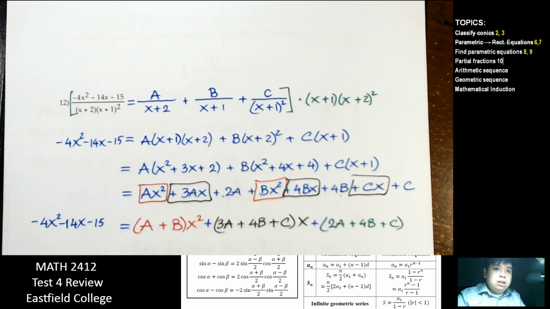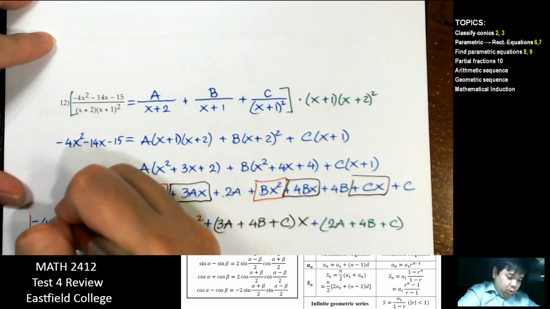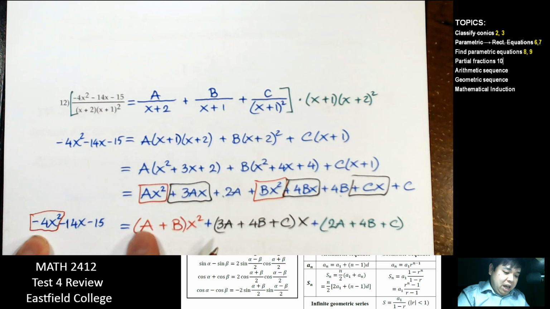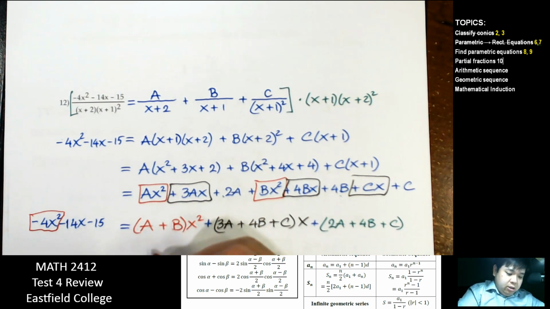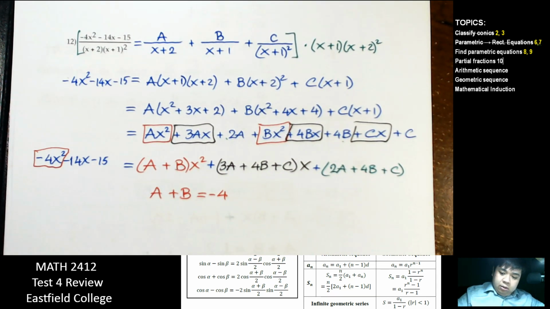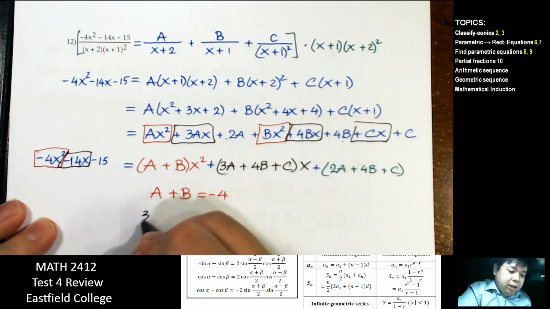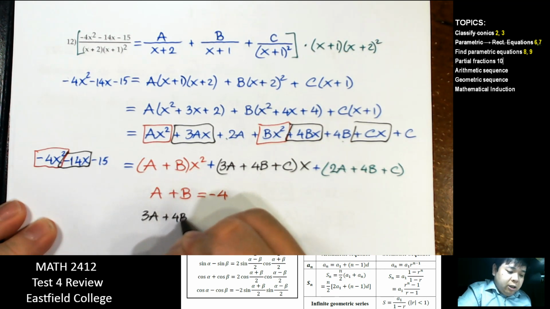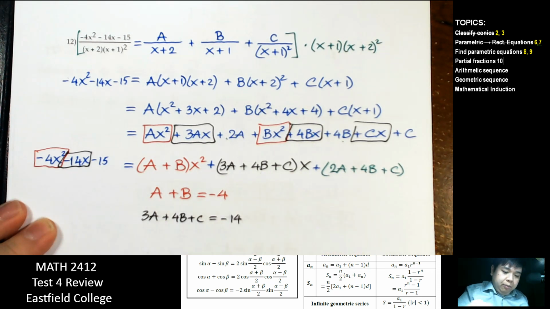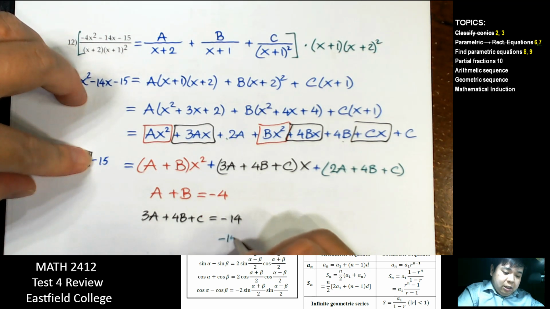Right, so now we just match the coefficients. Match for x squared with that, meaning A plus B must be negative 4. Negative 14x must be equal to this. So 3A plus 4B plus C is negative 14. And the last one equal to negative 15 is this.